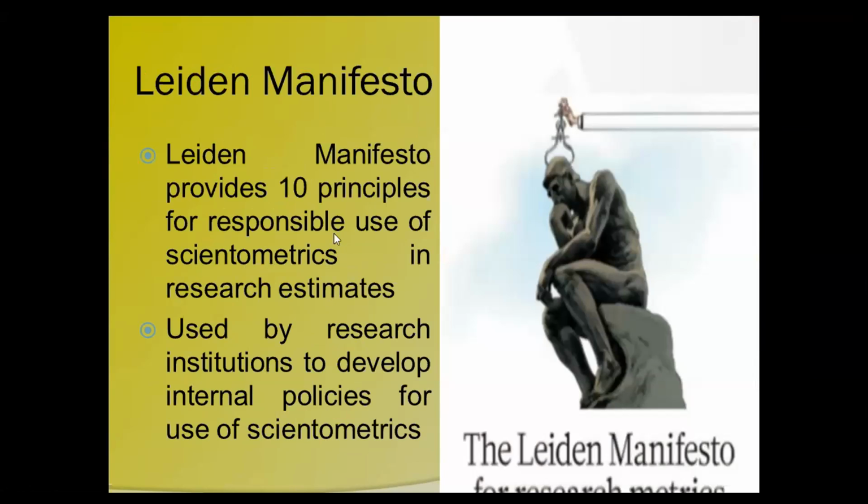The Leiden Manifesto is a set of 10 principles for the responsible use of scientific metrics in research evaluation. It is used by research institutions to develop internal policy for the use of scientific metrics. If we follow the 10 principles in every institution, the institutions will automatically publish in well-known impact factor journals and do well in publications.